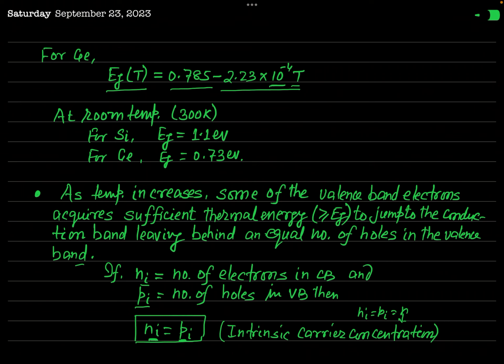So in most textbooks, it is not mentioned that this band gap is temperature dependent, and you get the data directly that this is the band gap of Si, this is the band gap of Ge. You read it. Okay. If you are talking about the temperature which is 300 Kelvin, that is at room temperature, then using this formula, you will see that silicon will have a band gap of 1.1 electron volt, and germanium will have a band gap of 0.73 electron volt.